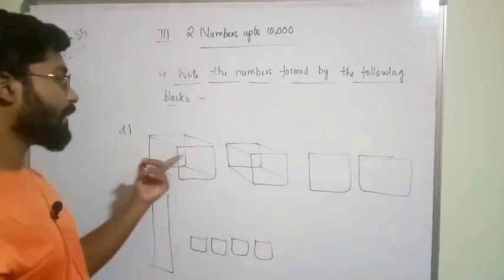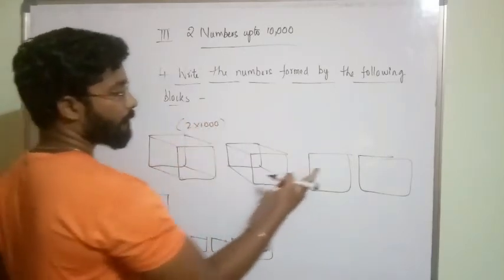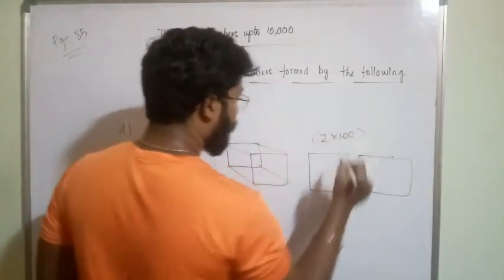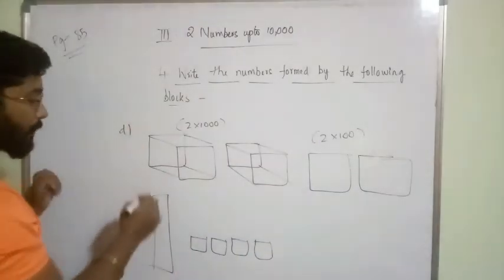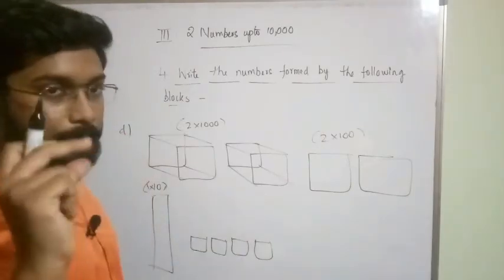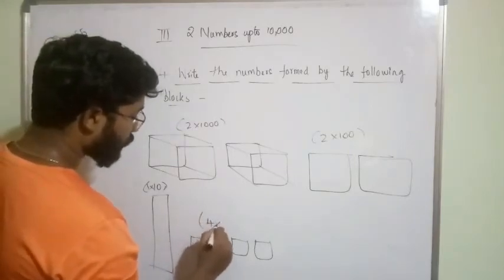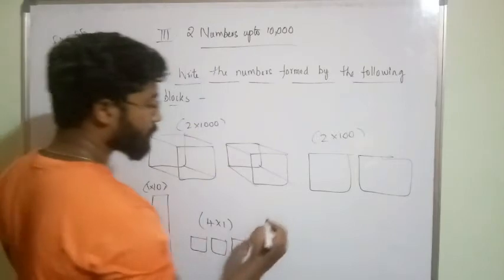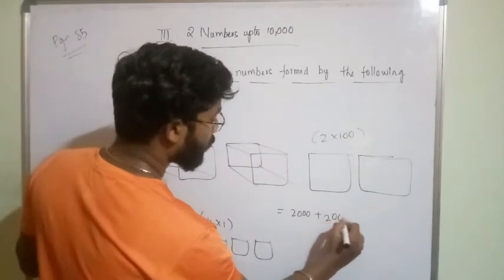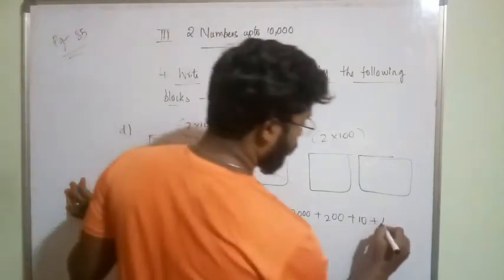So what is the value of each cube? 1000. You have 2, so 2 into 1000. Clear? What is the value of each square box? 100. You have 2, no? 2 into 100. What is the value of each tall box? 10. 1 into 10. What is the value of each small cube? 1. You have 4, so 4 into 1. When you add all this, what will you get? 2 into 1000, 2000, plus 2 into 100, 200, plus 1 into 10, 10, plus 4 into 1, 4. What is the answer?